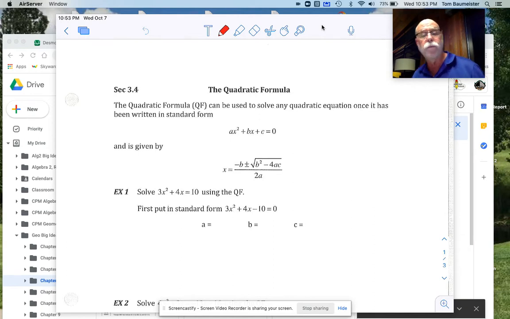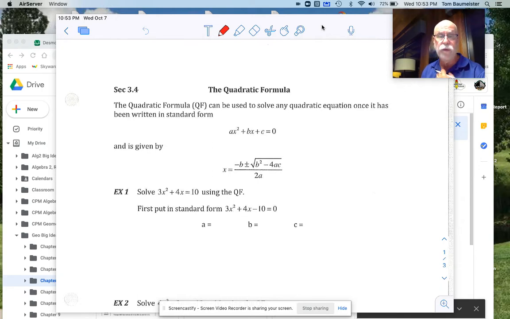So we're going to do a couple of examples using this, and we'll see that it does work for anything. Remember, the plus or the minus is going to give me two solutions. So, example 1, solve 3x squared plus 4x equals 10 using the quadratic formula.